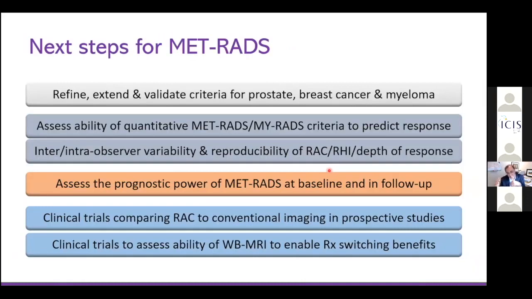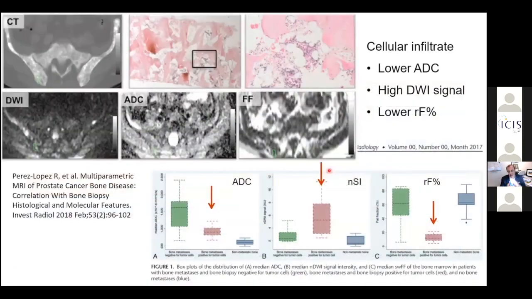Now, clearly, techniques like this need to be developed further. And one of the things we need to do is to refine and validate these criteria for prostate, breast, and for myeloma. And this has now been done at the Marsden. So, for example, this is some work that was published in 2018, clearly showing that the higher the signal intensity, the lower the ADC, and the lower the fat fraction on the bottom right here, the more likely it is that you have highly cellular deposits.